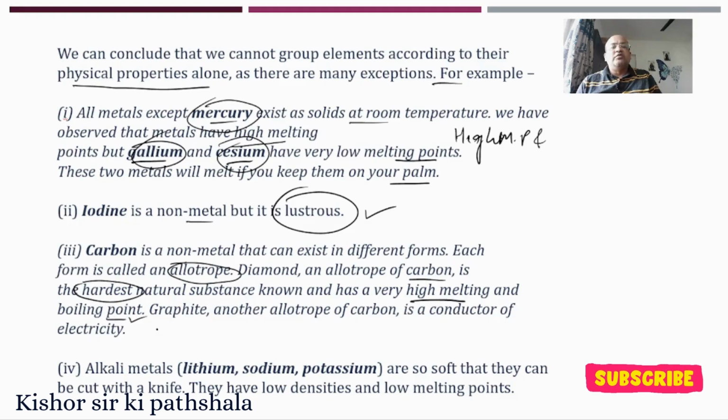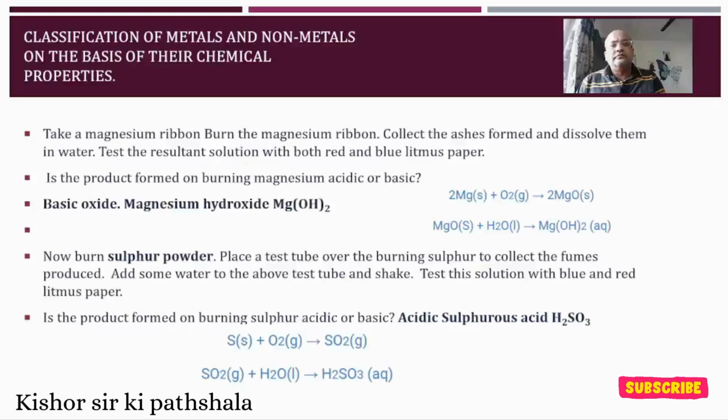This quality belongs to metals, but diamond is a non-metal. Now graphite, which is another allotrope of carbon, is a good conductor of electricity. This quality is also shown by metals. And there are alkali metals: lithium, sodium, potassium. They are very soft, right? You have seen that metals are hard, but lithium, sodium and potassium are very soft and can be easily cut with a knife. They also have low densities and low melting points.